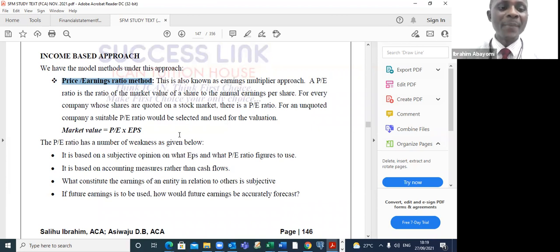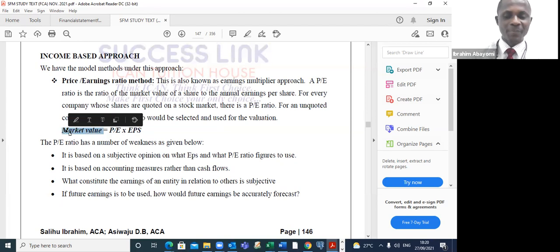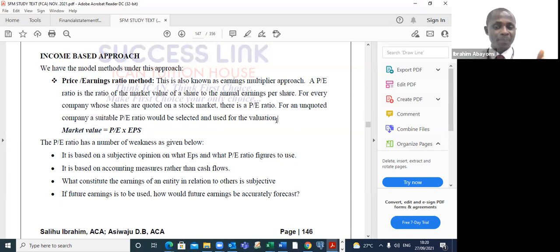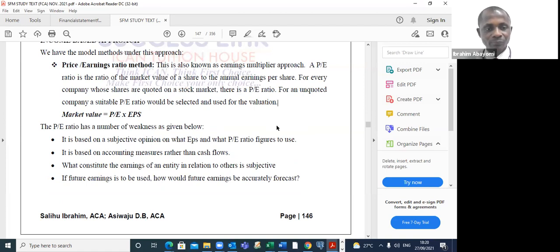Now, when you make market price the subject of the formula, you will get price earnings ratio times EPS. Price earnings ratio times EPS will give you the market value per share. It's as simple as that. When you multiply price earnings ratio by EPS, you get the market price per share.